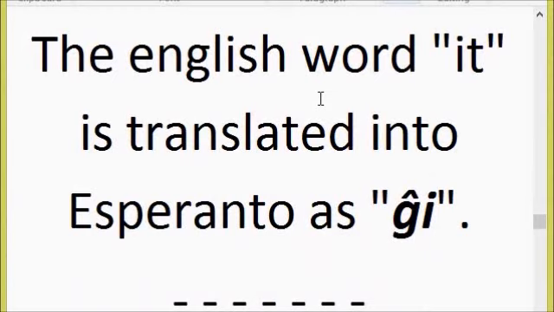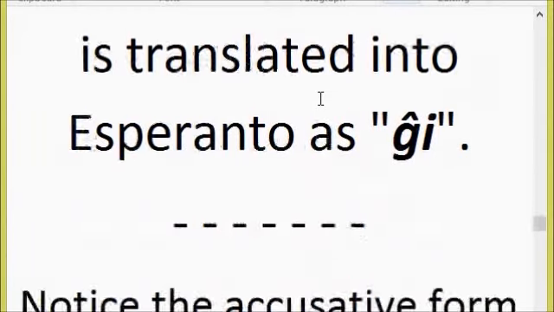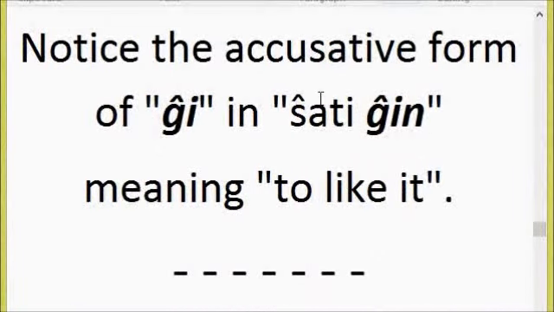The English word it is translated into Esperanto as ji. Notice the accusative form of ji in shati jin, meaning to like it.